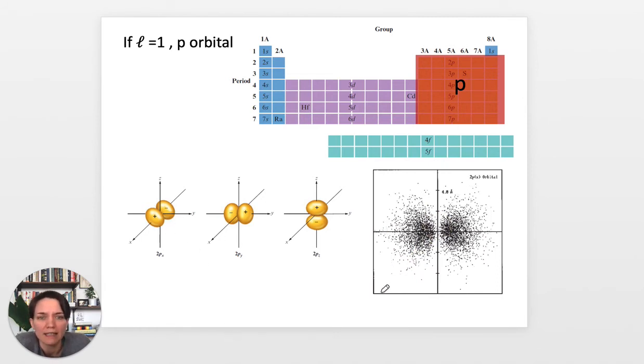So a p orbital is actually going to be composed of 3 lobes. We define them by their orientation to each other, which would be px, py, and pz, in accordance with the axis that they are on. All right, so that's L equals 1, that's a p orbital, that's what it looks like.